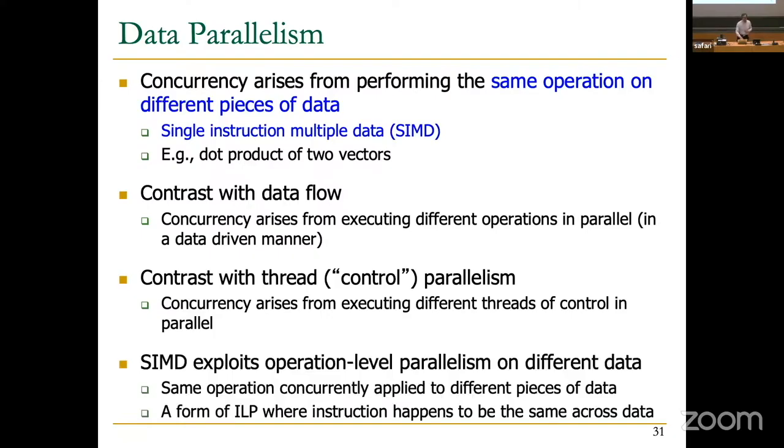Okay, basically SIMD exploits operation level parallelism on different data. Same operation is concurrently applied to different pieces of data. This is really still a form of instruction level parallelism because you can think of these operations as instructions, except an instruction is combined, collapsed, such that it applies to many, many different pieces of data. Right? Basically, the instruction happens to be the same, meaning that you don't need to decode the same instruction many, many times.